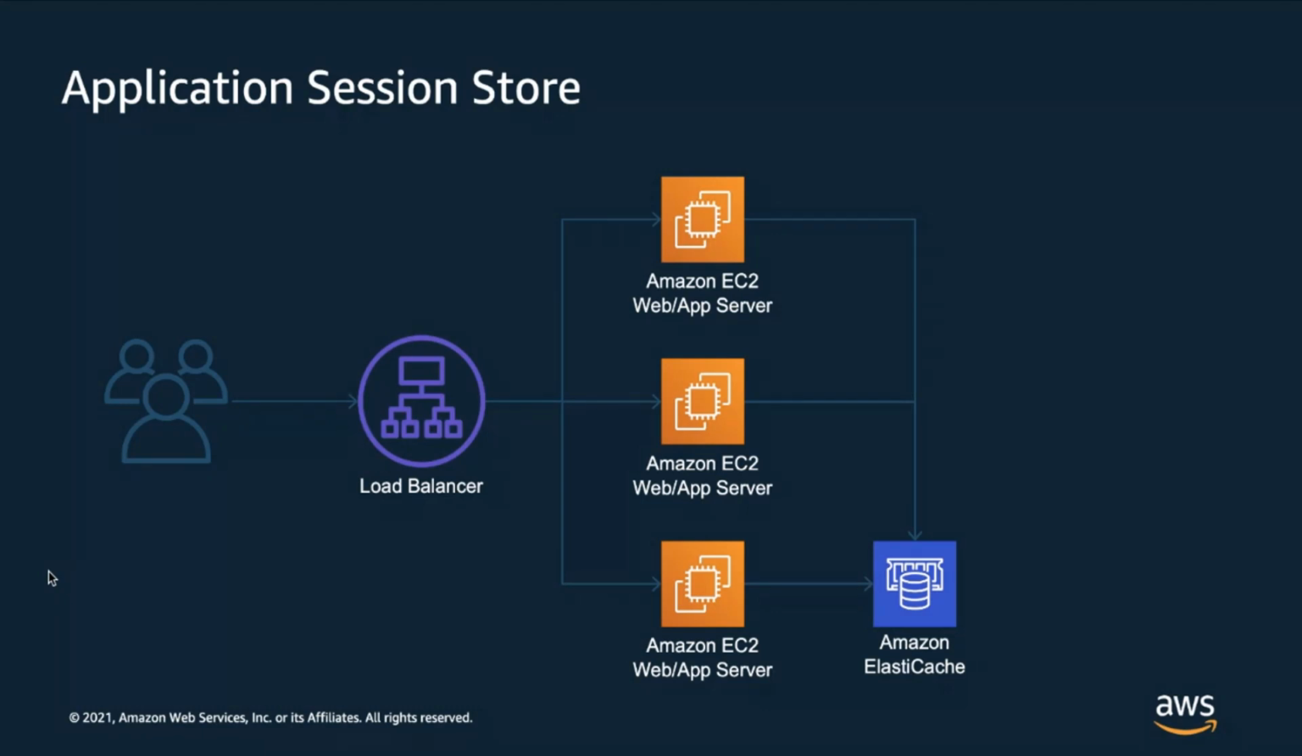This can be login information, browsing history, shopping cart data, etc. We entirely remove the concept of storing stateful information from the application layer. This diagram shows EC2 instances, but these could also be containers or Lambda functions, any type of compute.